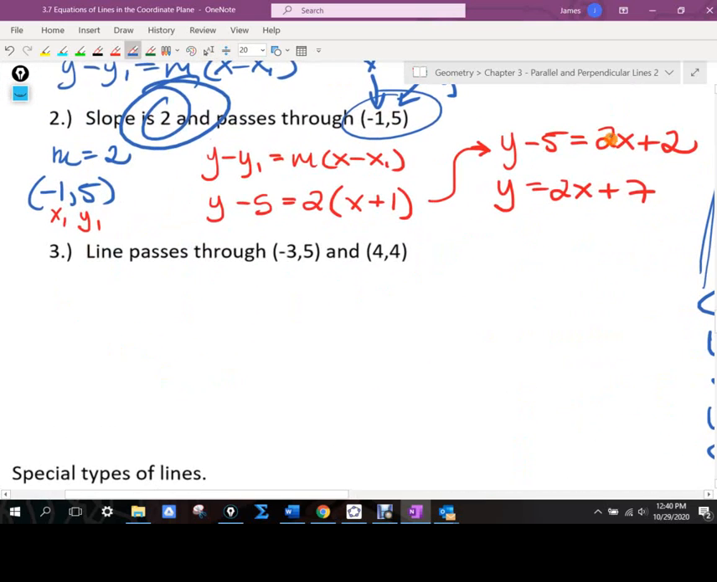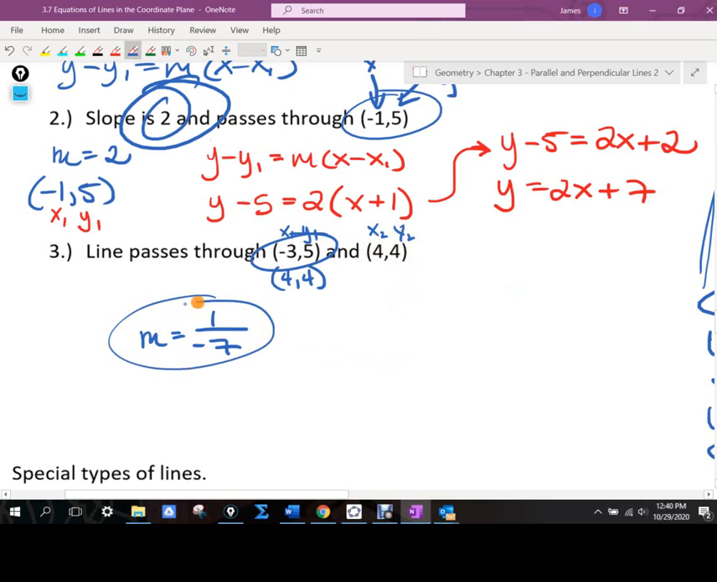If they give me 2 points, can you find the slope? Can you find the slope to be, in this case, 5 minus 4 over negative 3 minus 4? Can you find your slope to be negative 1/7? That makes sense? Would you guys agree that I could call that x1, y1? Or, I'll write this one as x2, y2, but I could call that one x1, y1 as well. Does that make sense? Okay, so they give me a point that I need, and I was able to find my slope.